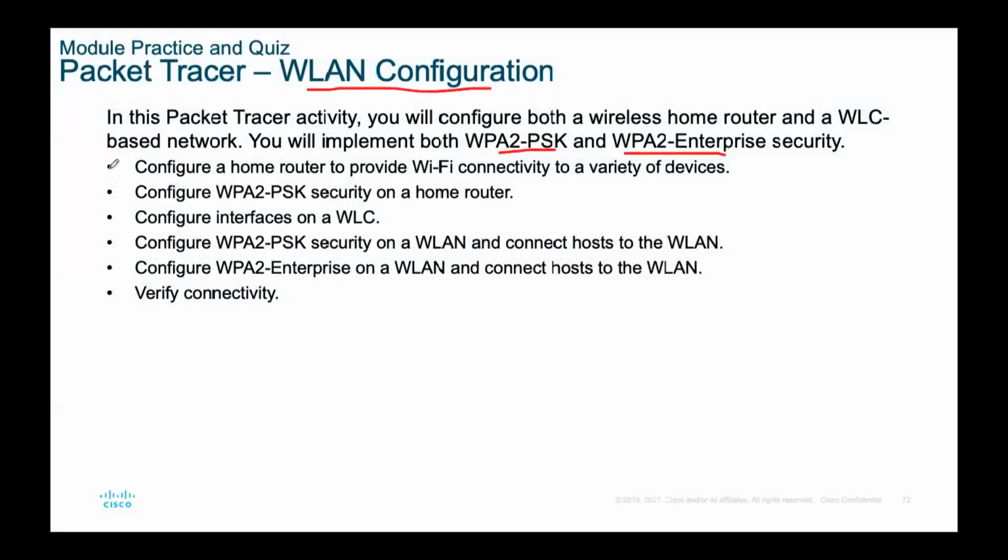And then you have to configure the home router to provide Wi-Fi connectivity to a variety of devices. Configure WPA2 PSK security on the home router and configure an interface on a wireless LAN controller. Configure WPA2 PSK security on the wireless LAN and connect a host to the wireless LAN. And next, configure WPA2 Enterprise on the wireless LAN and connect a host to the wireless LAN. And finally, verify all the settings and verify the connectivity.